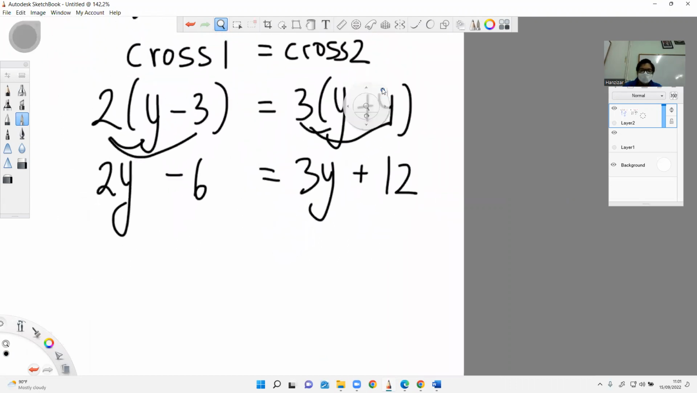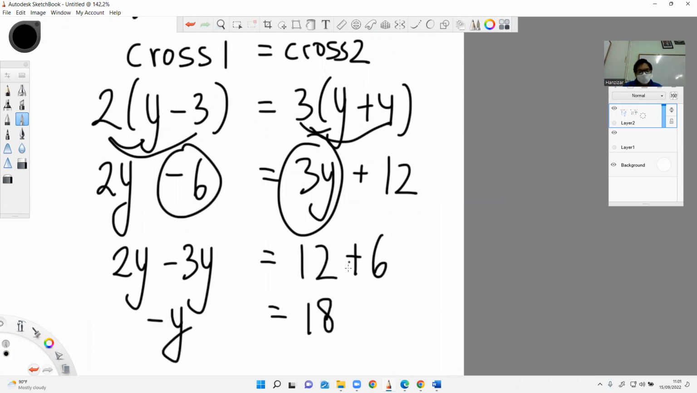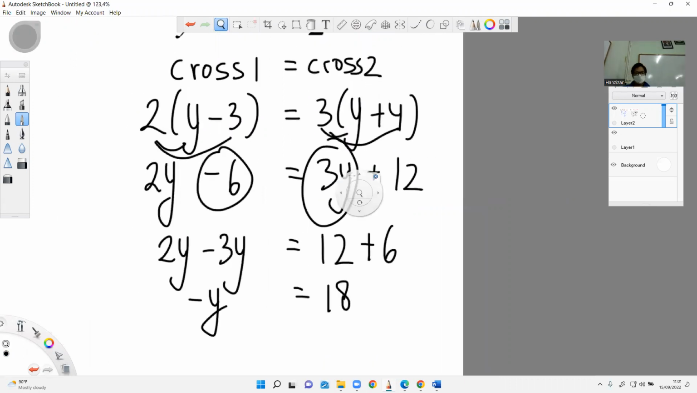Okay, so you move the 3y to the left side. Next to y, minus 3y. You move the 6 to the right side. 12 plus 6. Negative y equals 18, right? So this is not our option. Yeah, there is a negative. The negative can be put to the right side. Or negative 18 divided by negative 1 is the same.